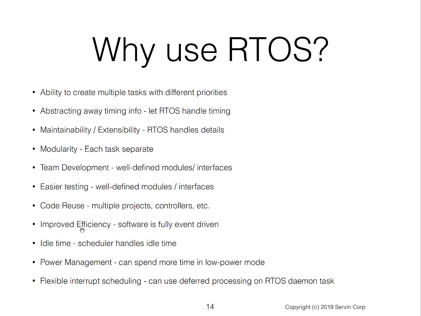Of course, improved efficiency because the software is event-driven. And there's an idle time scheduler. Basically, we'll find out the scheduler has a daemon running in the background that provides idle time. It has power management, so if low power, which typically is important these days, particularly for battery devices, and also flexible interrupt scheduling. So again, there'll be this daemon task that's running, and you can do things on it.